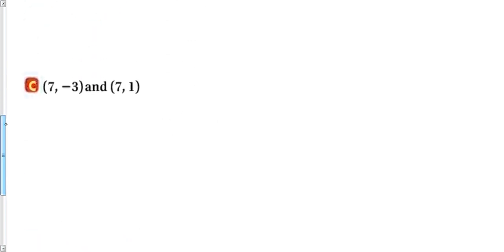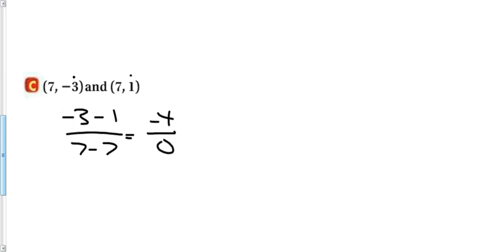Here, however, when we look at this problem, when we start with y2 minus y1, negative 3 minus 1 over 7 minus 7, now we have negative 4 over 0. In this case, we all should remember that you cannot divide by 0, so there is no slope. My slope is undefined because dividing by 0 is undefined.